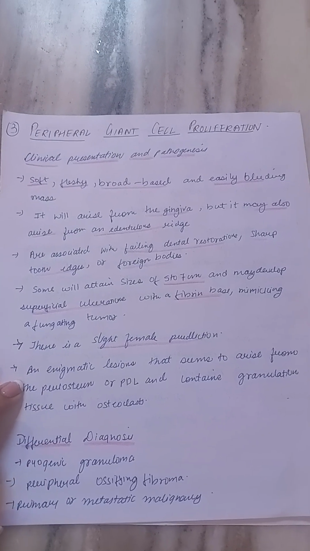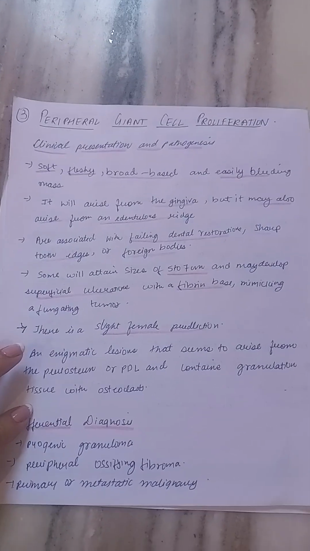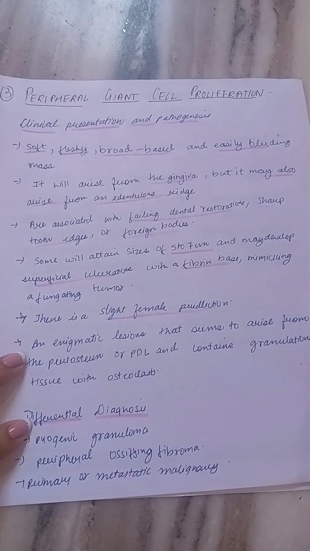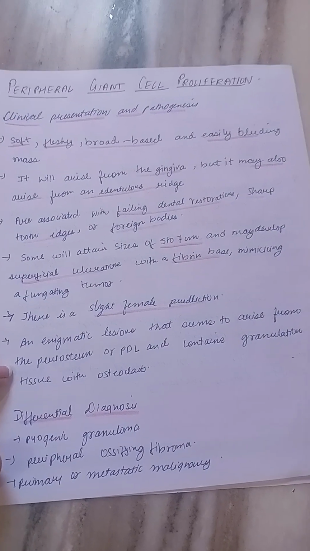An enigmatic lesion that seems to arise from the periosteum or PDL and contains granulation tissue with osteoclasts. Now, coming to differential diagnosis: pyogenic granuloma, peripheral ossifying fibroma, primary or metastatic malignancy.